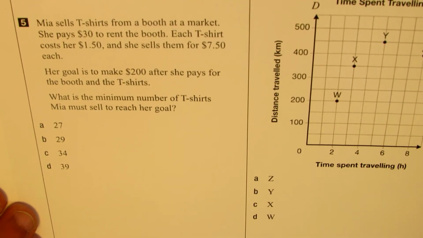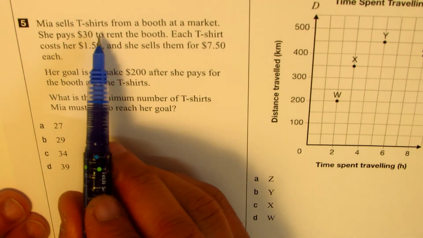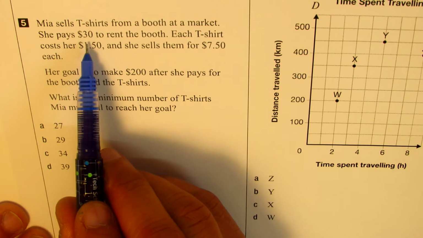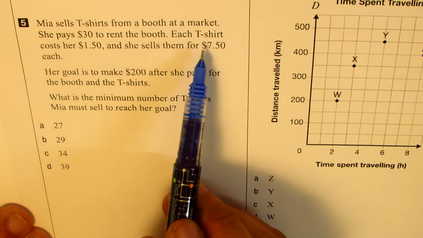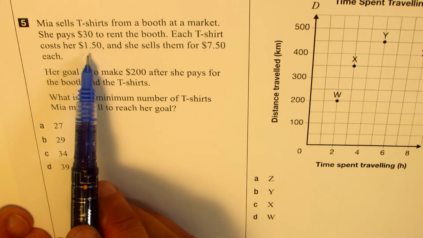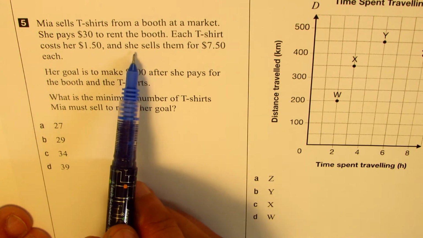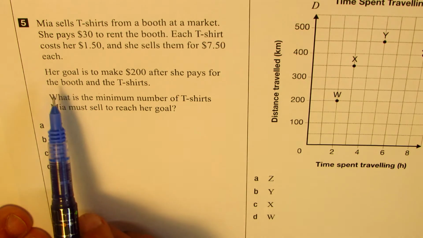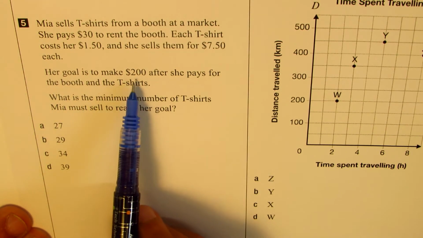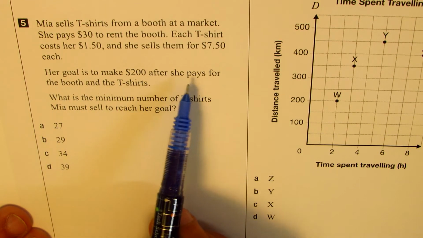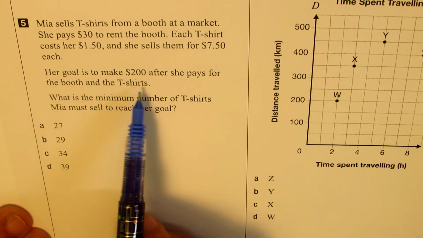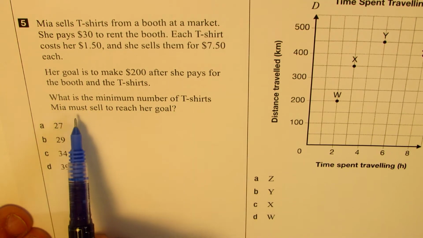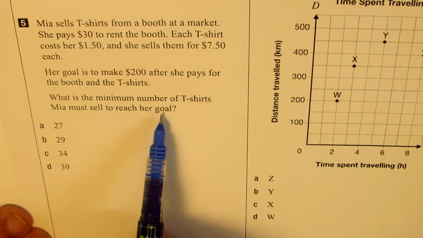It says, Mia sells t-shirts from a booth at a market. She pays $30 to rent the booth. Each t-shirt costs her $1.50 and she sells them for $7.50 each. Her goal is to make $200 after she pays for the booth and the t-shirts. What is the minimum number of t-shirts Mia must sell to reach her goal, right?